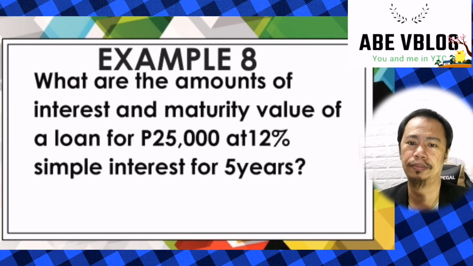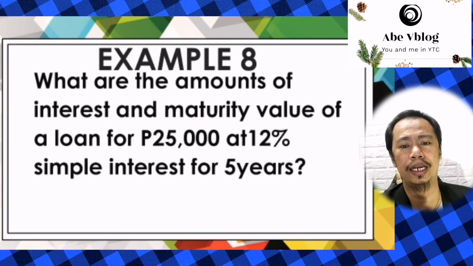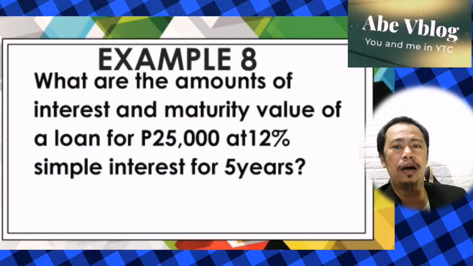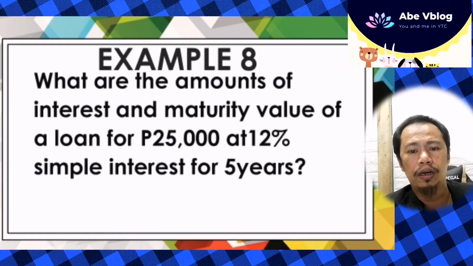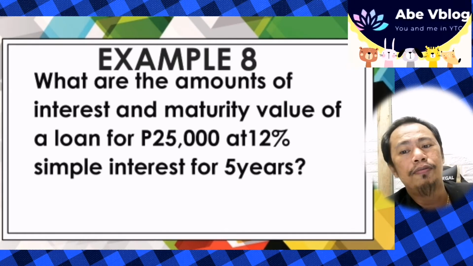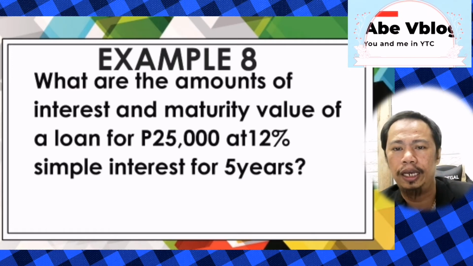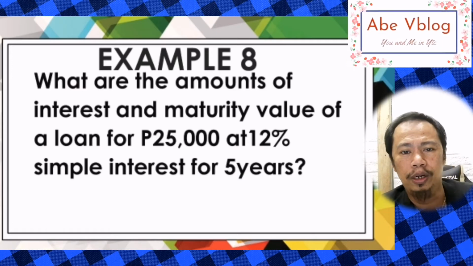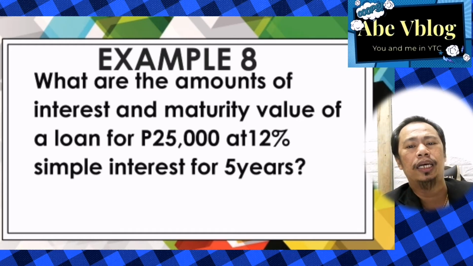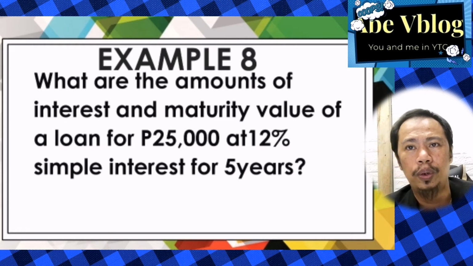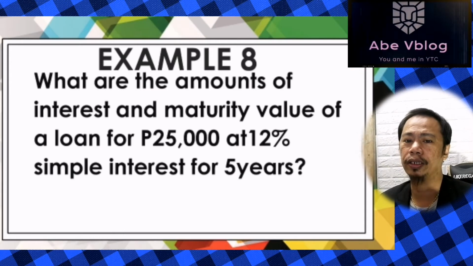Example number 8. What are the amounts of interest and maturity value of a loan for 25,000 at 12% simple interest rate for 5 years? So the given are as follows. P is equal to 25,000. And then R is 12%. We can convert it to 0.12. And then T is 5 years.